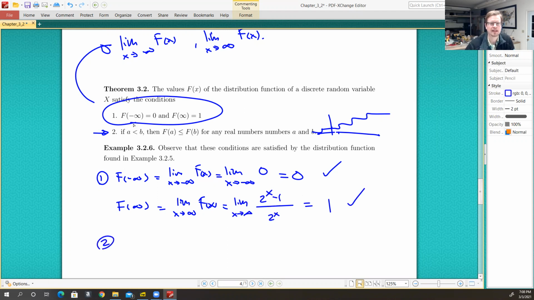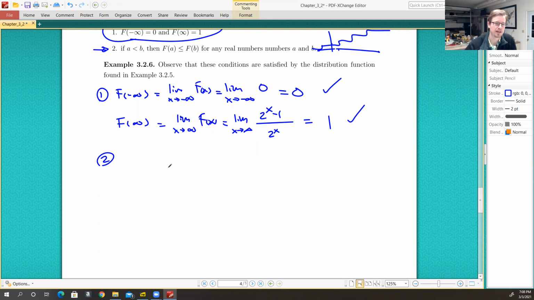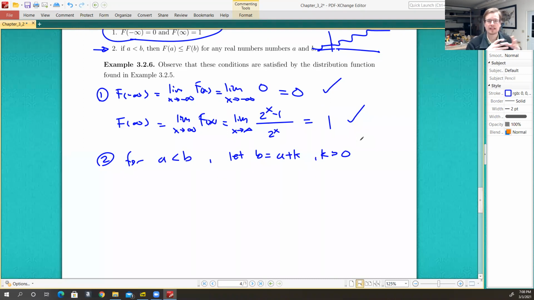Now, what about this condition, right? That it's non-decreasing or that it is increasing. Well, for this one, we want to take two generic numbers a and b. So for numbers a and b, where a is less than b, we're going to let b be equal to a plus k. And of course, since b is larger, we have that k is greater than 0. This will help just simplify our writings here.